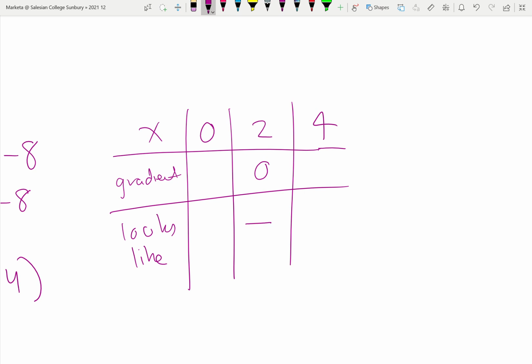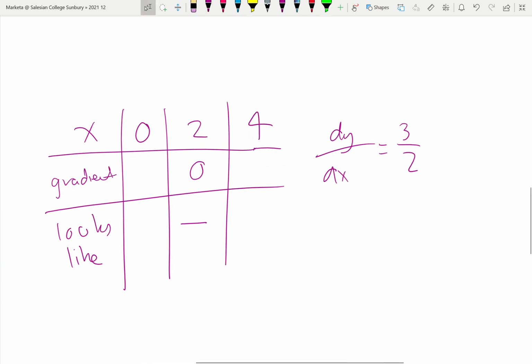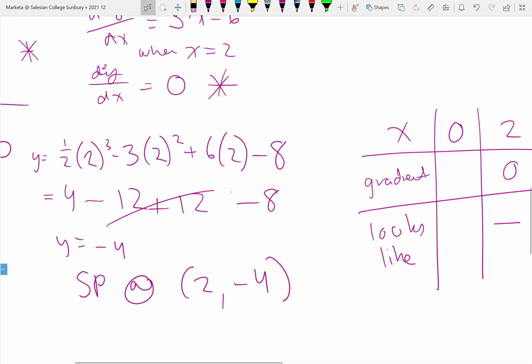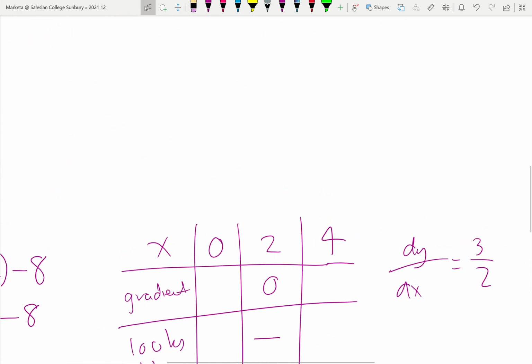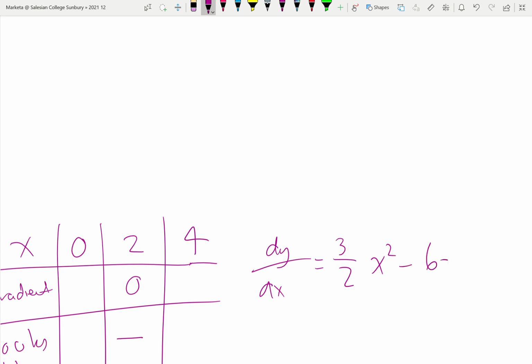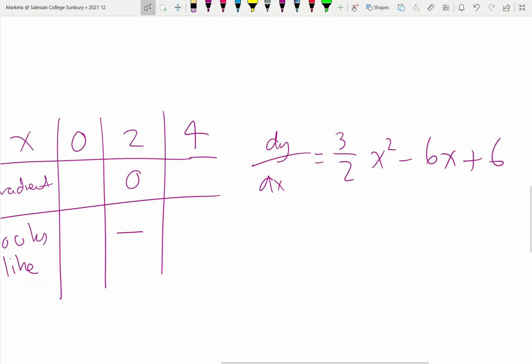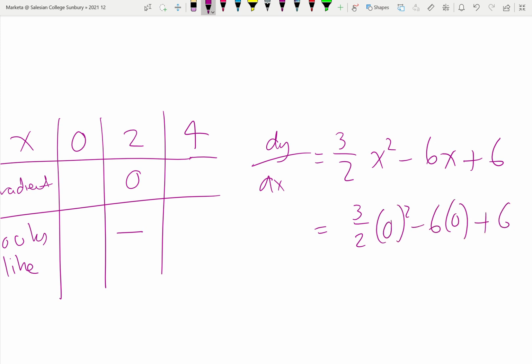So if we sub in 0, our gradient dy/dx equals 3 on 2 x squared minus 6x plus 6. So let's sub in 0. So that gives us 6. It doesn't matter if it's 6 or 26 or 106. What matters is that it's positive. You don't really need to write the 6 there, you could just write a plus.